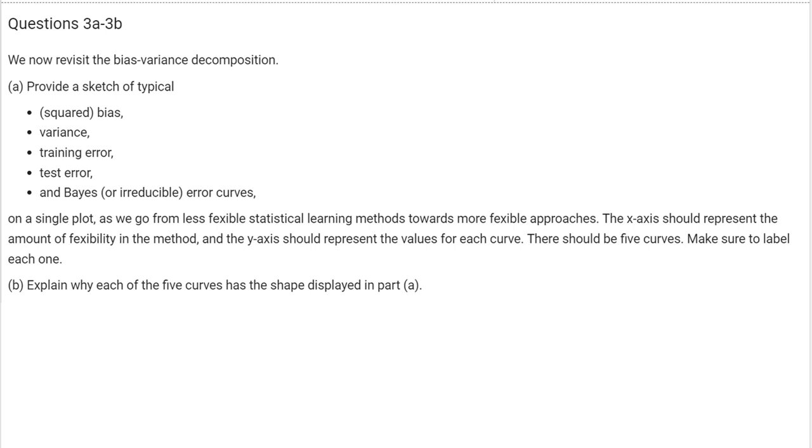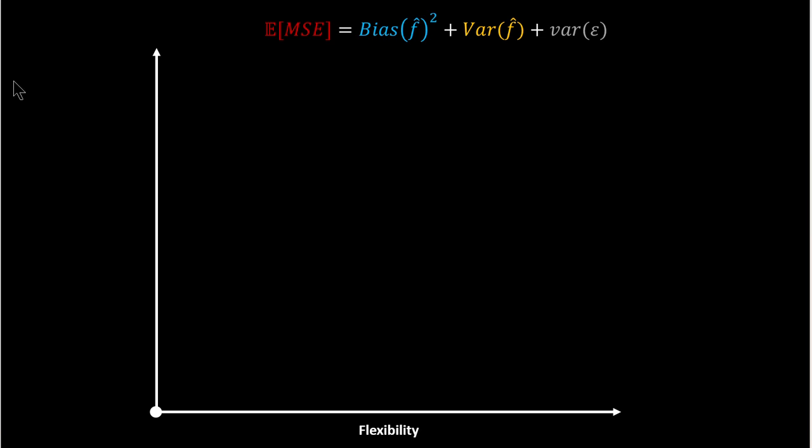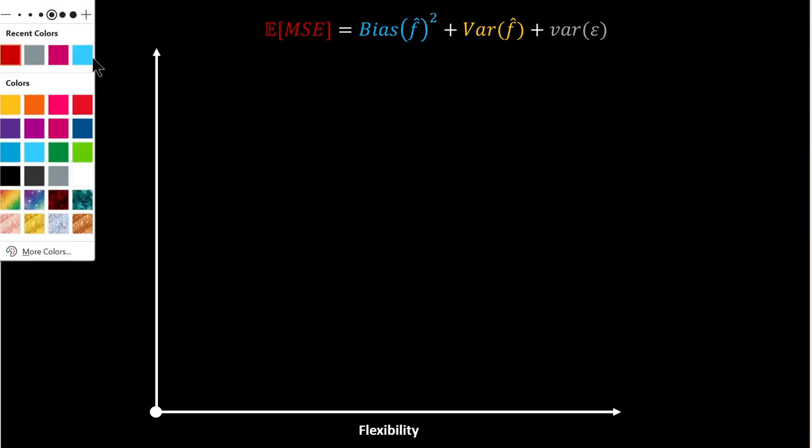Like I said, the book shows some examples of this, but it doesn't have them all in the same plot at once. And so I thought that maybe we could just build this up, one line at a time. So let's start filling in these curves. Let's first start with the bias.